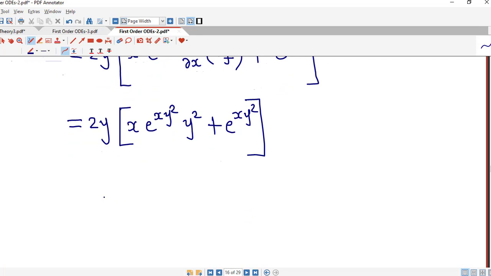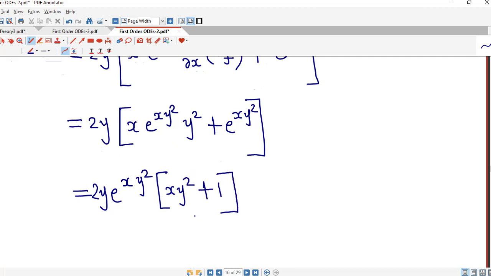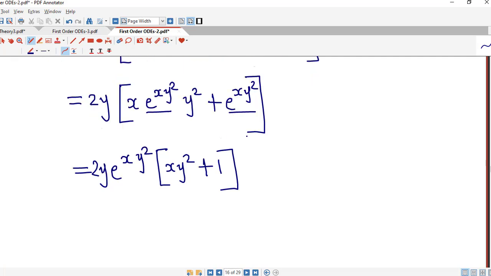So now here we can take e raised to xy square common, and other things are as it is. We consider e raised to xy square common. Here we keep 2y as it is, and we have x into y square plus 1. So we have taken e raised to xy square common, and we make a small bracket here.